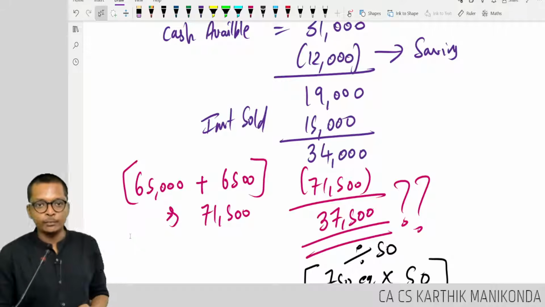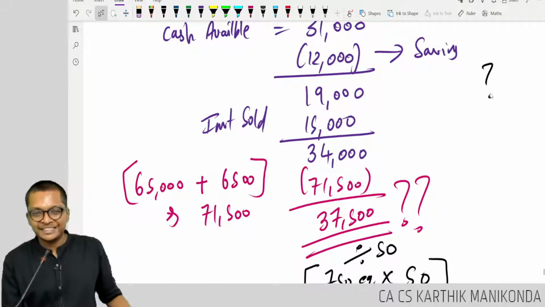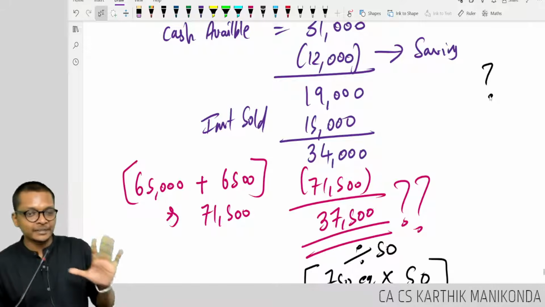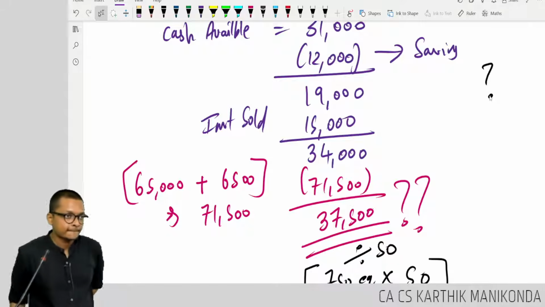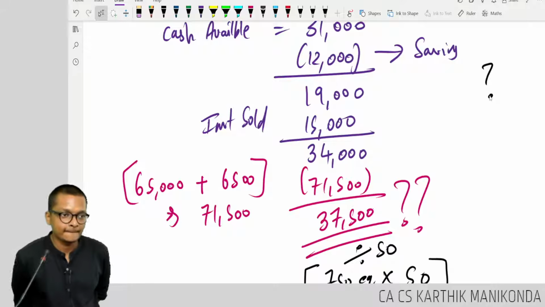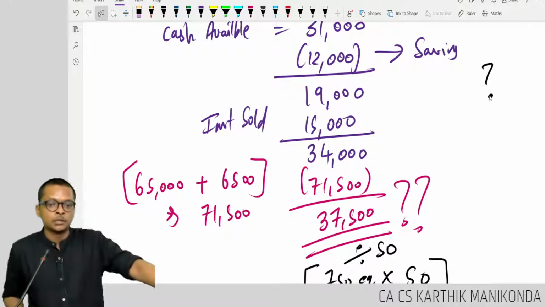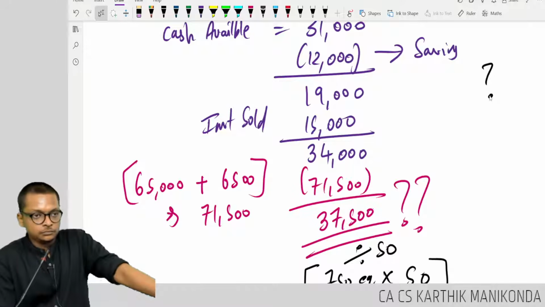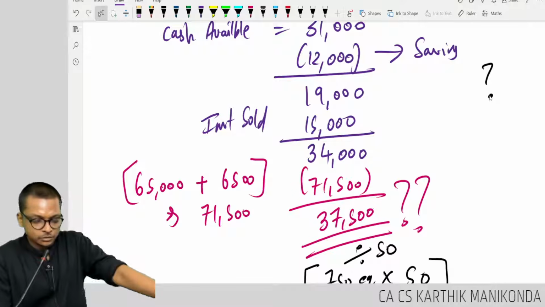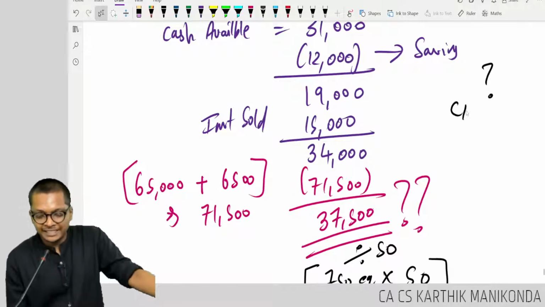Can you quickly compute how much to transfer to CRR? If you understood the concept, it will take you 6 seconds. How much to transfer to CRR? How much? Okay. How to compute CRR transfer?